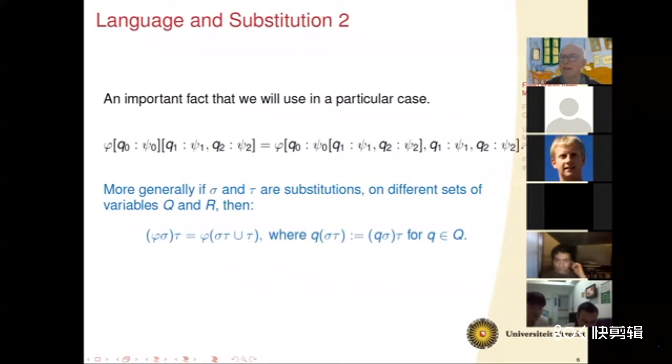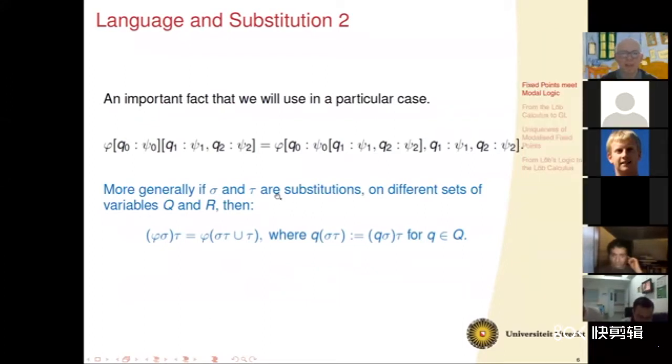Now here is a very important fact. If we put two substitutions behind one another, so for example, if we first substitute psi zero for q zero and then have a simultaneous substitution of psi one for q one and psi two for q two, then this has the same effect as one simultaneous substitution, but the point is that instead of substituting psi zero, you first operate with this substitution on psi zero, and then have the simultaneous substitution.